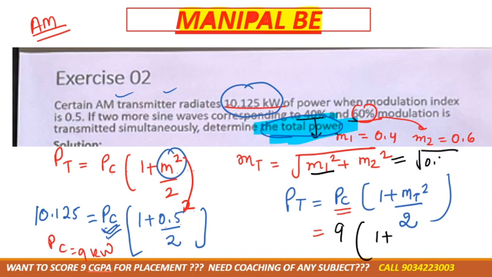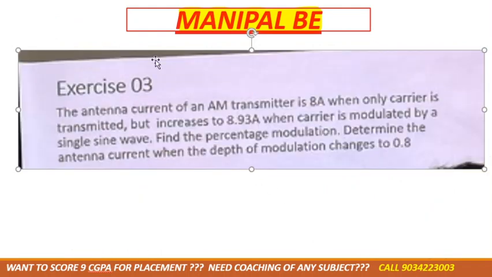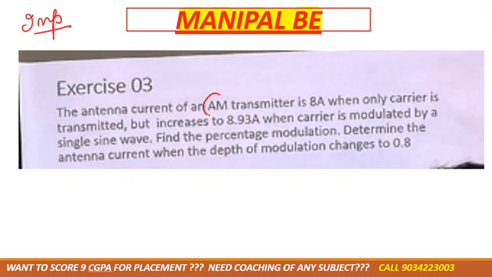So that would be 0.4 square plus 0.6 square, that is 0.72, right? So that will be 0.72 square divided by 2. Now solve it, that will be the total power which they have asked in the question. So again, this is also an important question based on AM. AM stands for amplitude modulation, right?